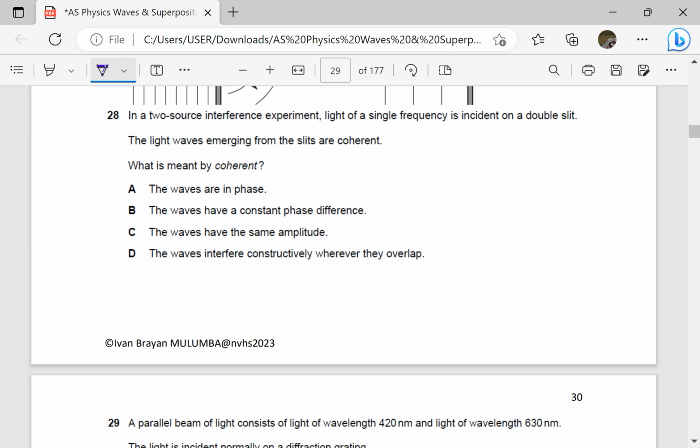In a two-source interference experiment, light of a single frequency is incident on a double slit. The light waves emerging from the slits are coherent. What is meant by coherent? Of course, they must be maintaining a constant phase difference. So let's see the available answers here. The waves are in phase. The waves have a constant phase difference, so the answer is B.